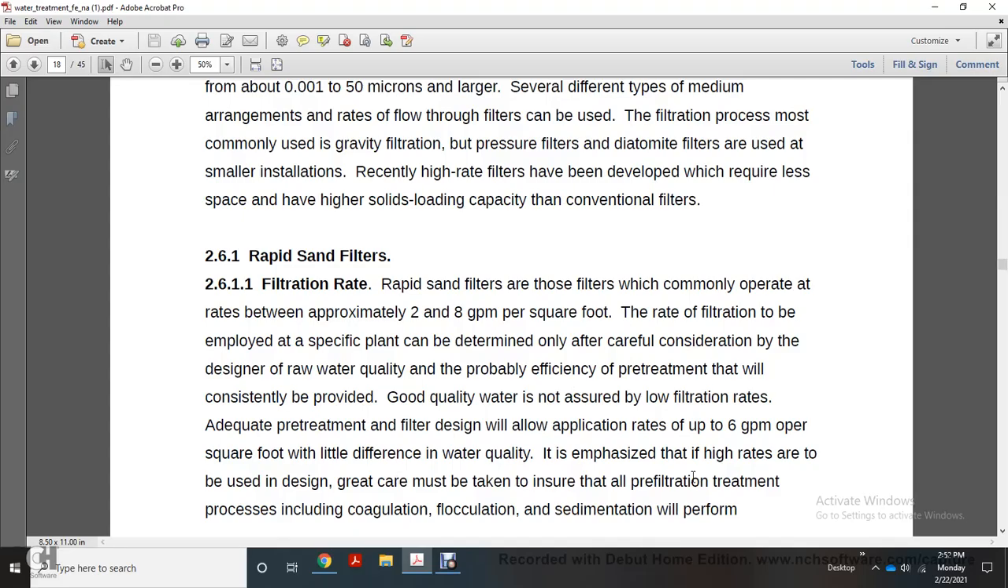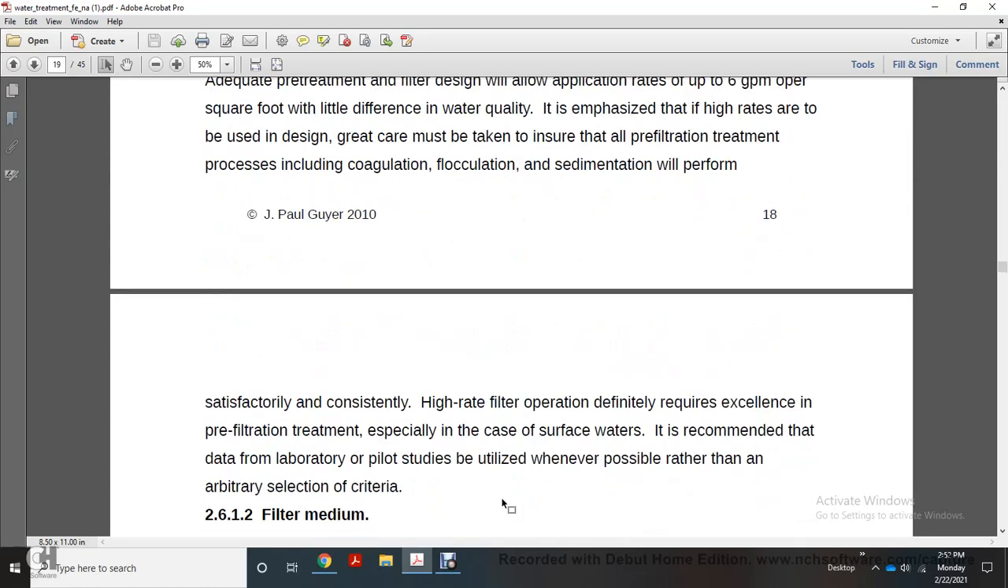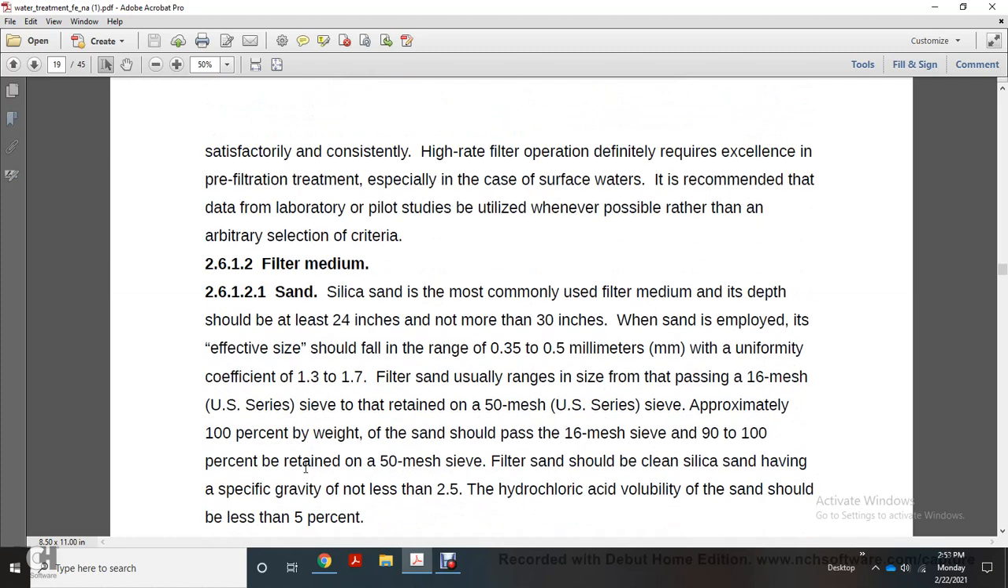Great care must be taken to ensure that pre-filtration treatment processes, including coagulation, flocculation, and sedimentation, will perform satisfactorily. Consistently high rate operation definitely requires excellent pre-filtration treatment, especially in the case of surface water. It is recommended that data from laboratory pilot studies be utilized whenever possible rather than an arbitrary selection of criteria.